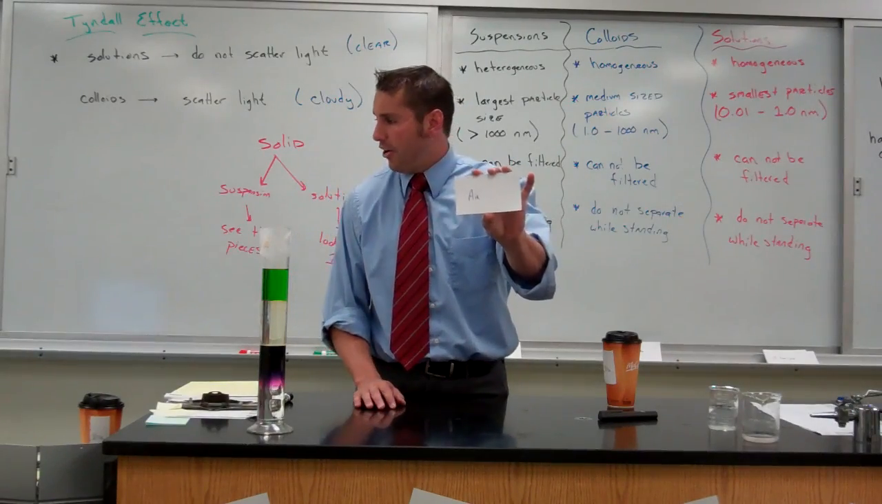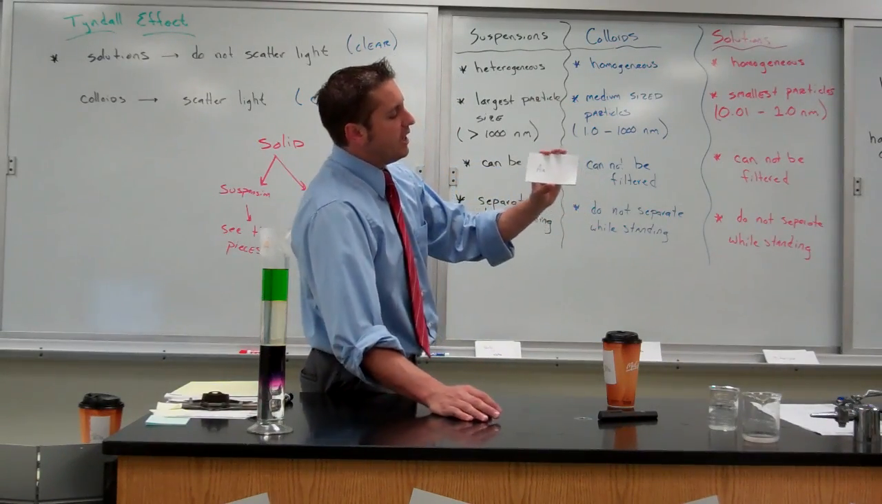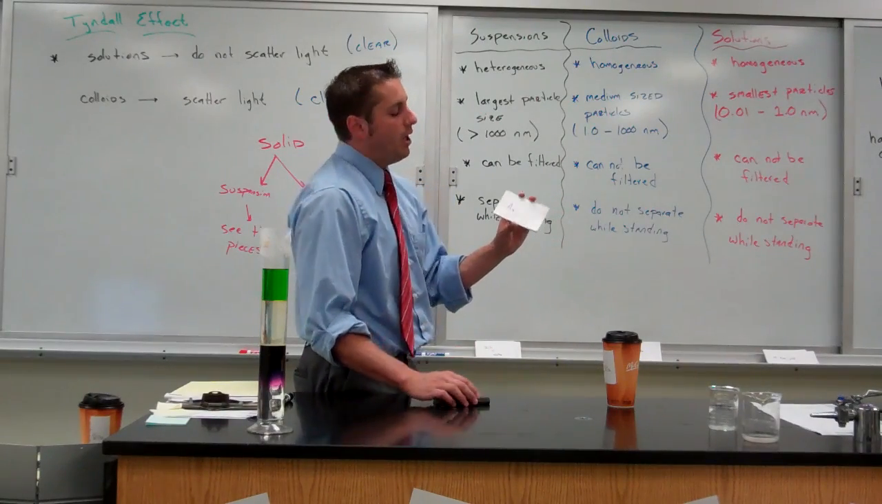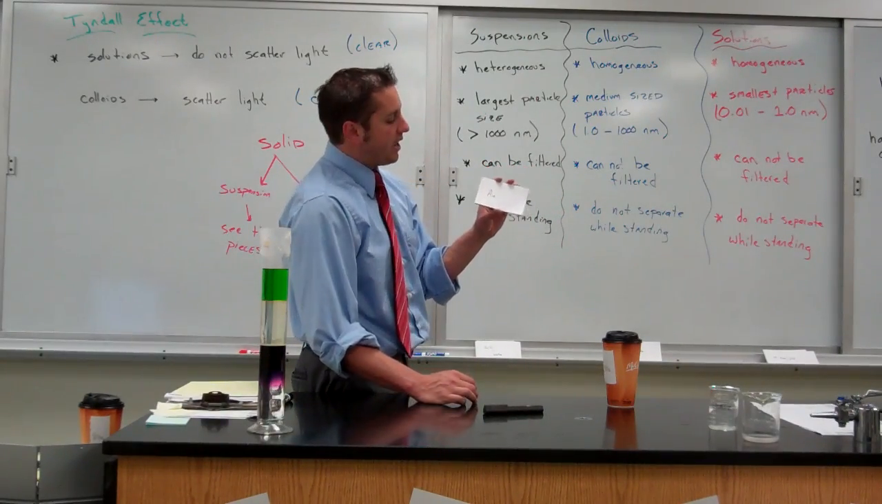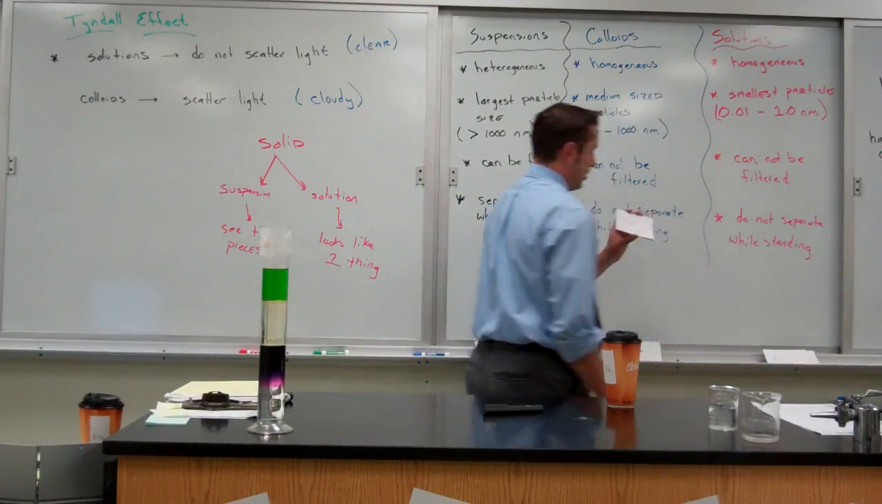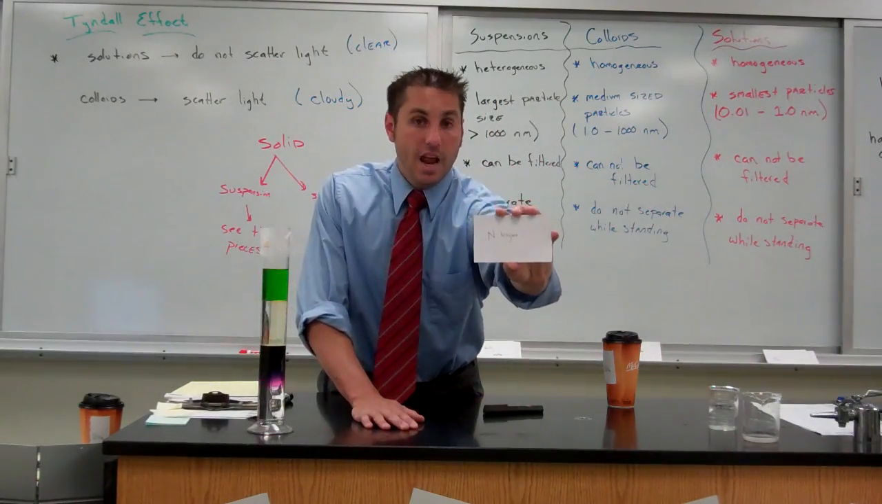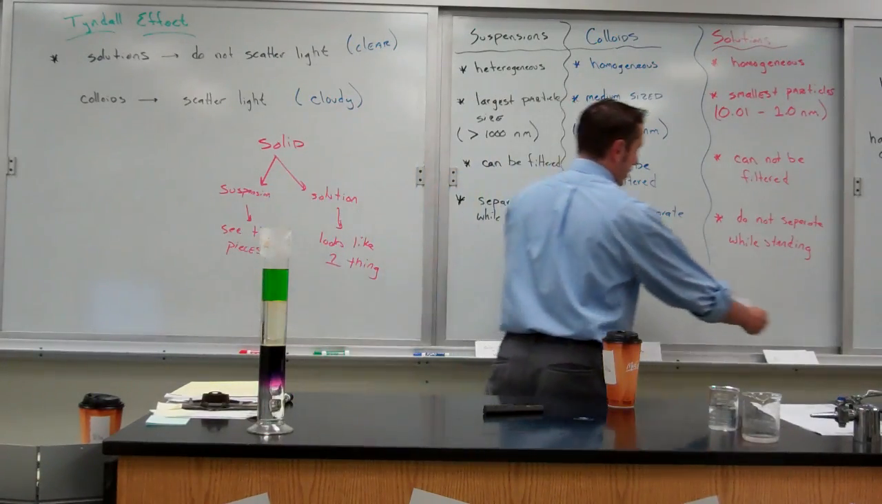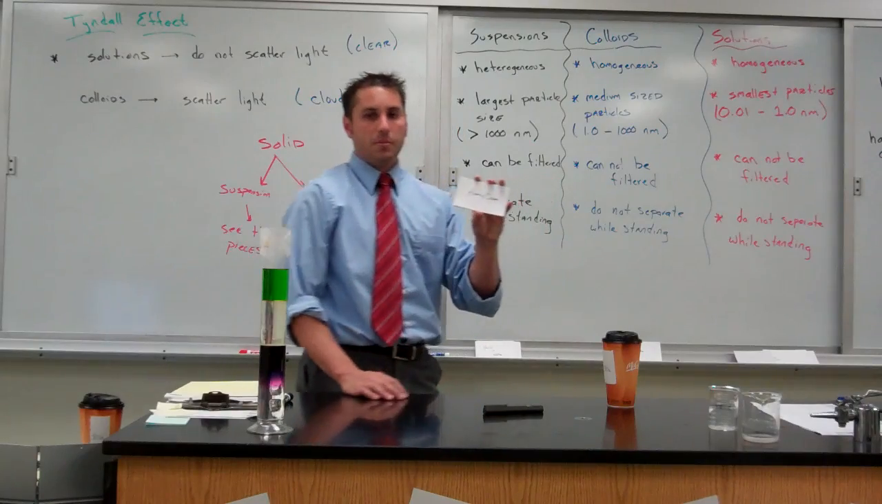Next one says air. Air, we've decided, has a couple characteristics: clean air or polluted air. This refers to clean air. Clean air will not disperse light, therefore it is a solution. Nitrogen is the next one. Nitrogen is an element, therefore it is a solution.